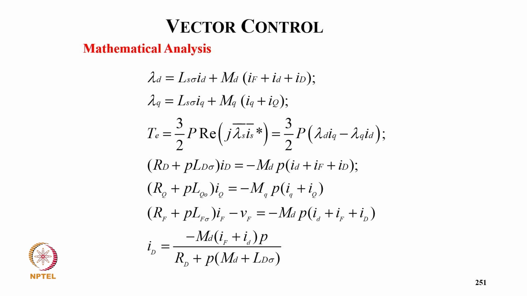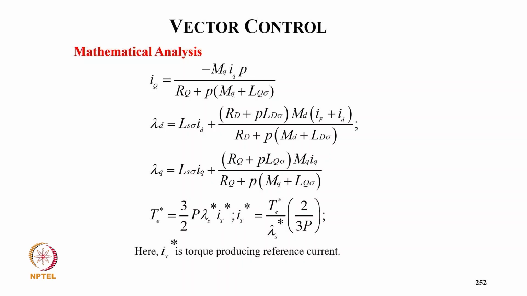And from this, ID capital D is minus MD in bracket IF plus ID into P divided by RD plus P in bracket MD plus LD delta, and IQ capital is minus MQ IQ P upon RQ plus P in bracket MQ plus LQ delta, and lambda D equal to LS sigma ID plus RD plus P L D delta into MD IF plus ID divided by RD plus P in bracket MD plus LD delta, and lambda Q equal to LS sigma IQ plus RQ plus P LQ delta into MQ IQ divided by RQ plus P in bracket MQ plus LQ delta, and T star equal to 3 by 2 P lambda star IT star.